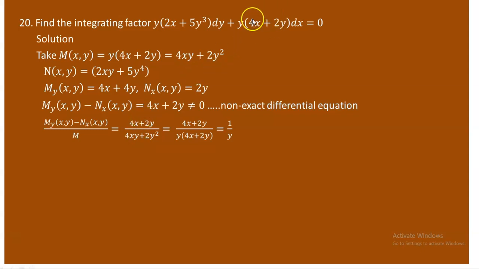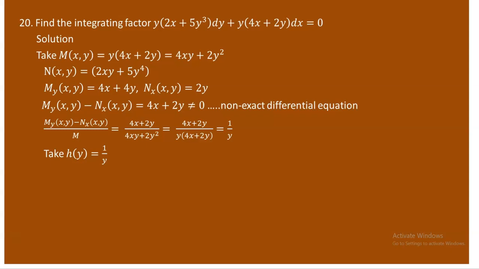Now let me divide this by M. M is this, students, y into 4x plus 2y. Look, 4x plus 2y can be cancelled by 4x plus 2y, so 1 over y can come. So clearly, the integrating factor now can be obtained by letting h of y to be 1 over y.